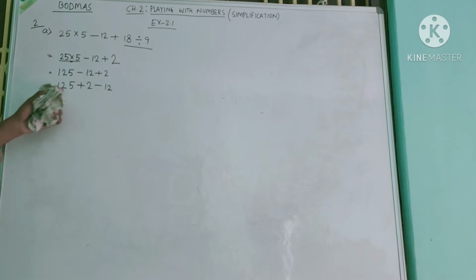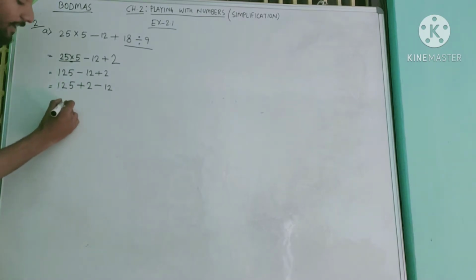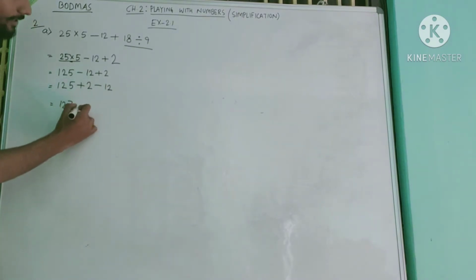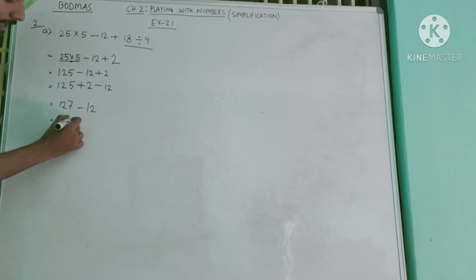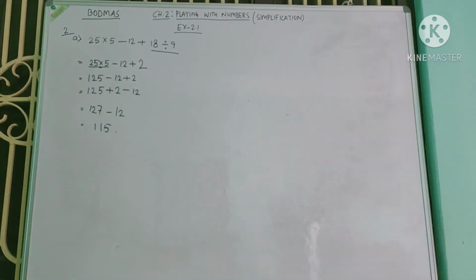So 125 plus 2 will be 127. Then the minus is left. After that, 127 minus 12 will be 115. So the answer is 115.